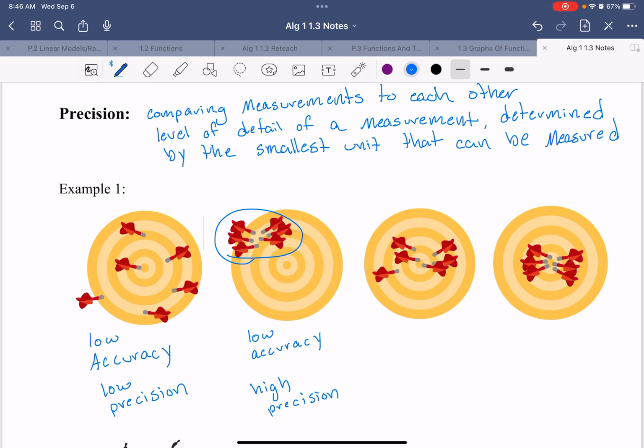Okay. This next one, they're all pretty close to the target, so that would mean it has high accuracy, but they're really not close to each other. If I was to measure this one far away from this one, those two are pretty far apart, so that we would call that low precision. Whereas this next one, they're all close to the target and they're all close to each other, so this last one is high accuracy and high precision.